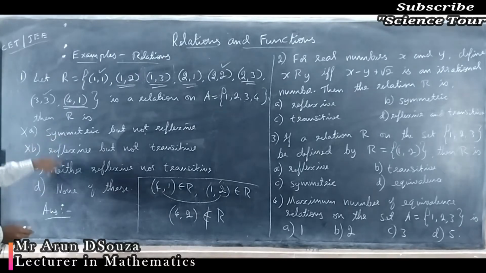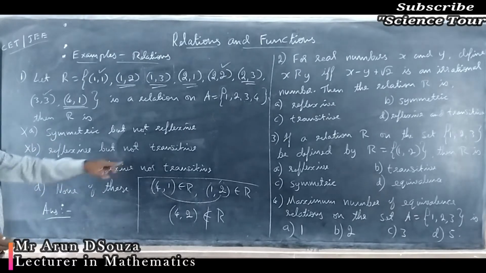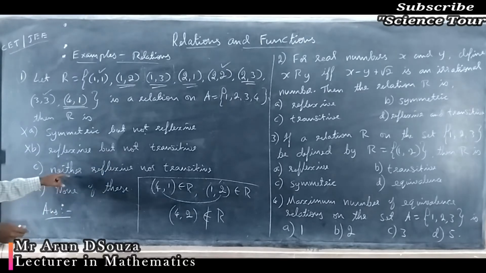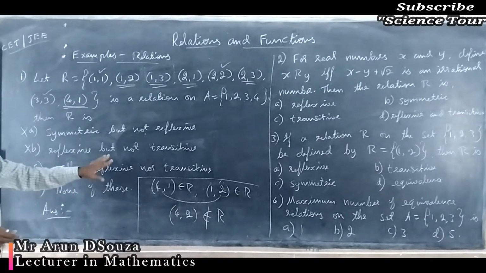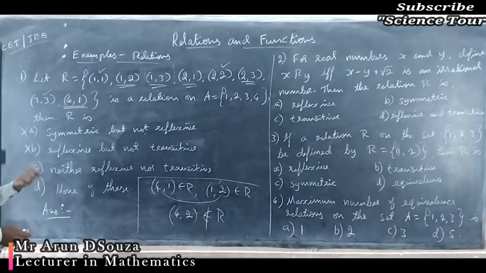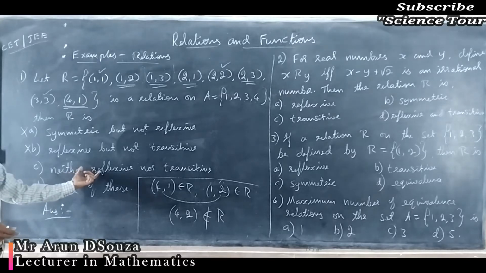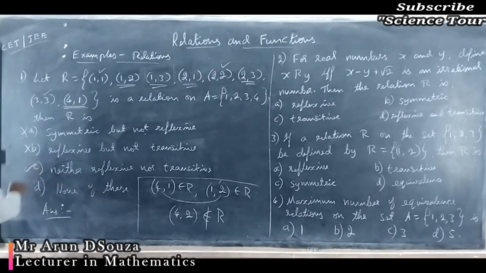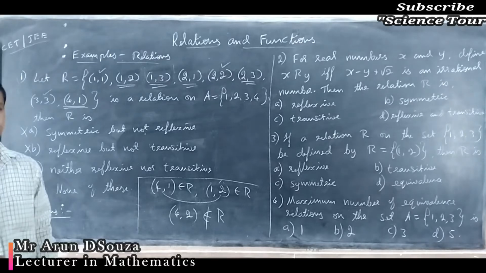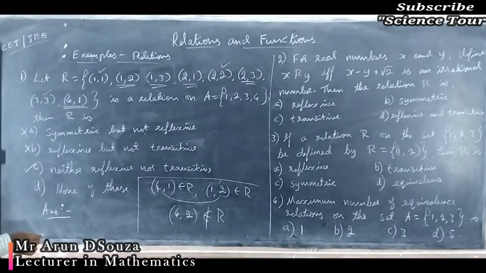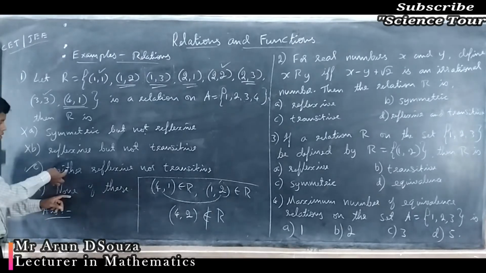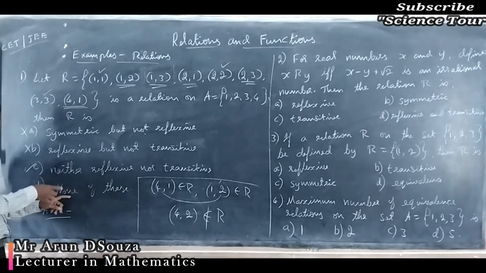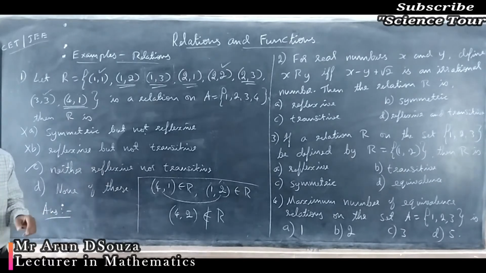So which option is correct? Neither reflexive nor transitive, correct. It is not reflexive, it is not transitive, it is not symmetric also, but this is correct. It is neither reflexive nor transitive. So if you are going for none of this, then this is correct, no? They have not mentioned symmetric, but still whatever they are saying here is correct. So this is the right option.